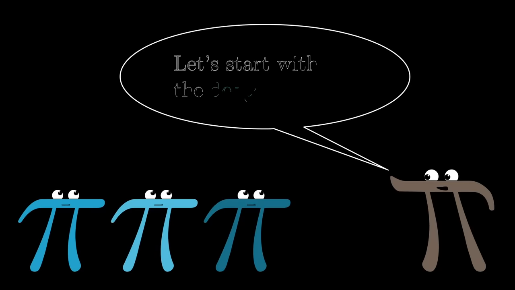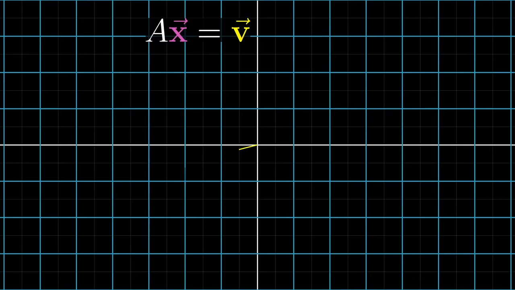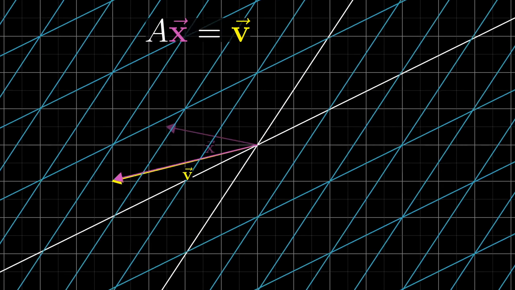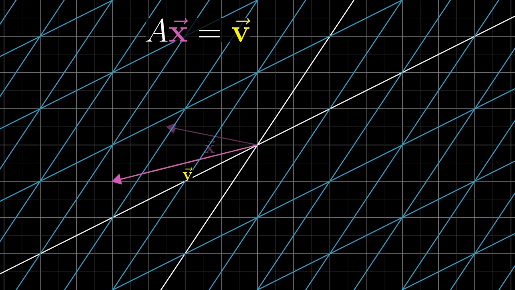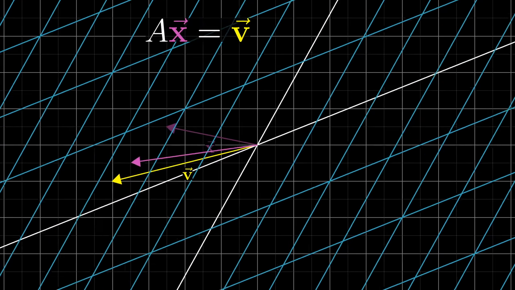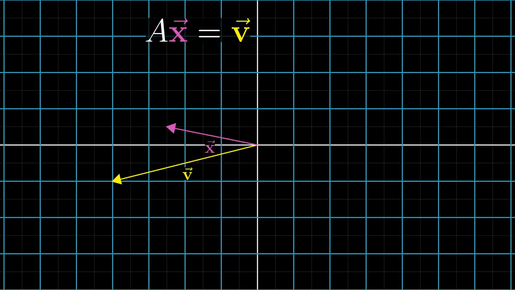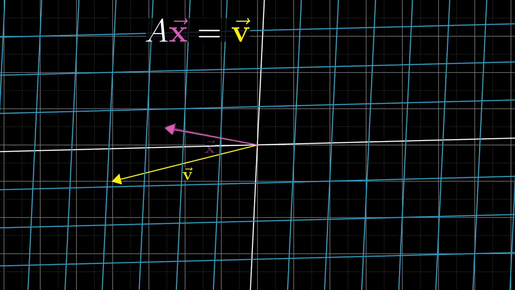Let's start with the most likely case, where the determinant is non-zero, meaning space does not get squished into a zero area region. In this case, there will always be one and only one vector that lands on V, and you can find it by playing the transformation in reverse. Following where V goes as we rewind the tape like this, you'll find the vector X such that A times X equals V.